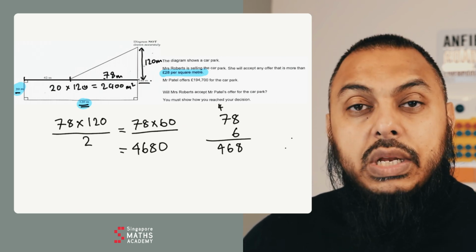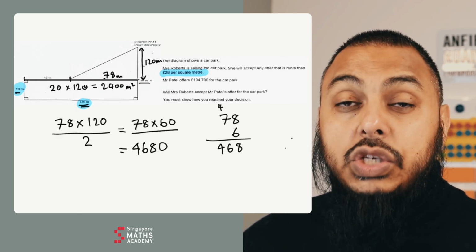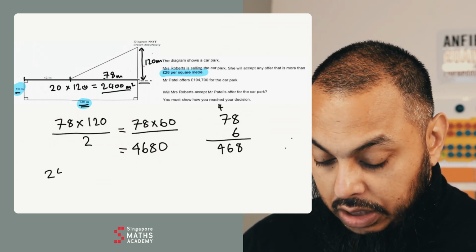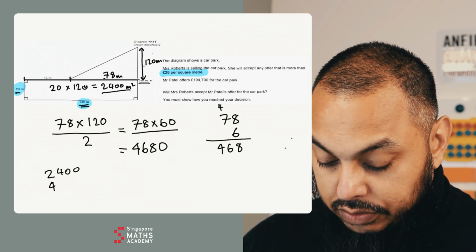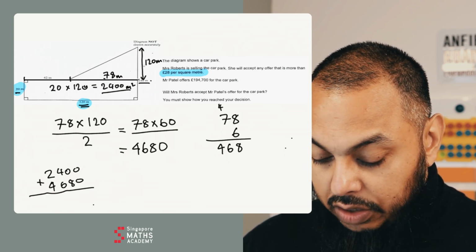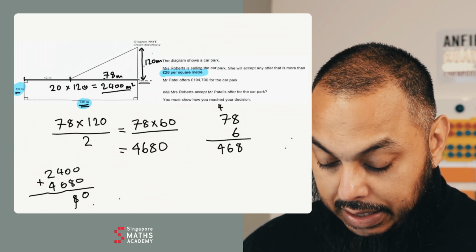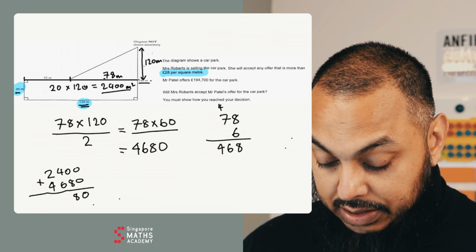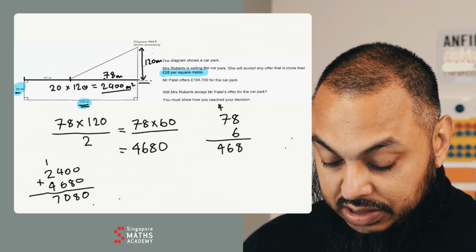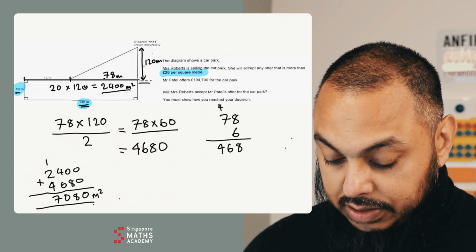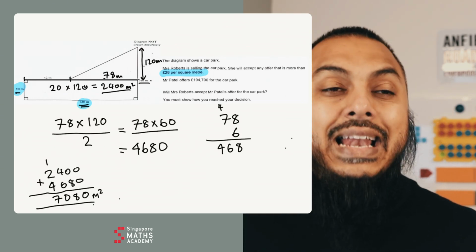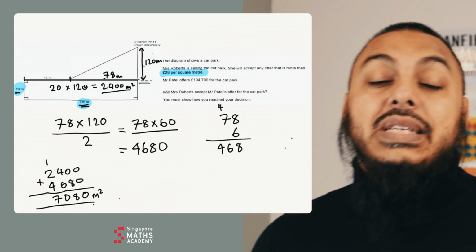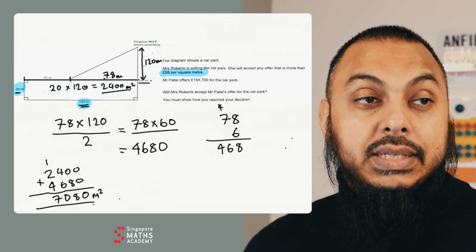So the final step really here is to work out the total area of the shape of the car park. So I've got 2,400, add 4,680, and when I add that together, what do I get? Let's have a look. 4 plus 6 is going to be 10. So that's going to be 7,080 square meters. So the total area for this shape is 7,080 square meters.